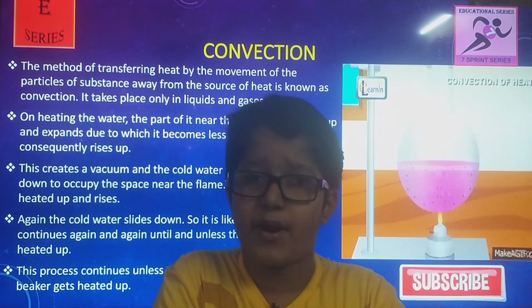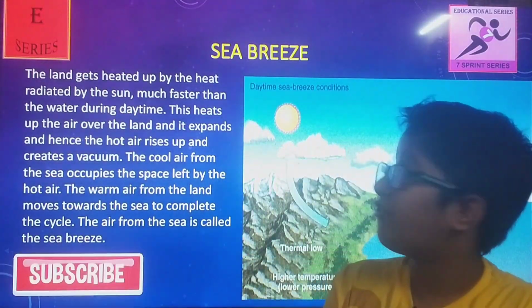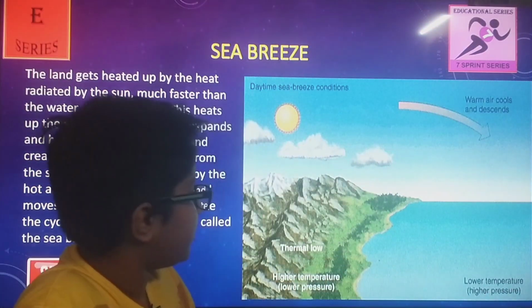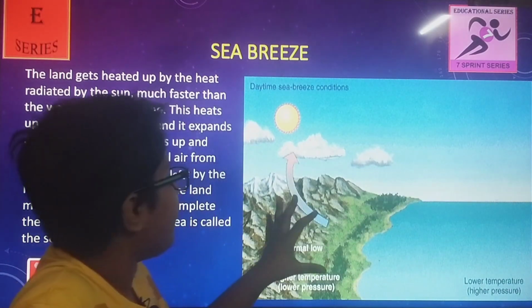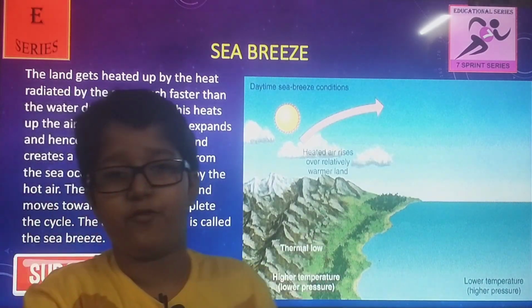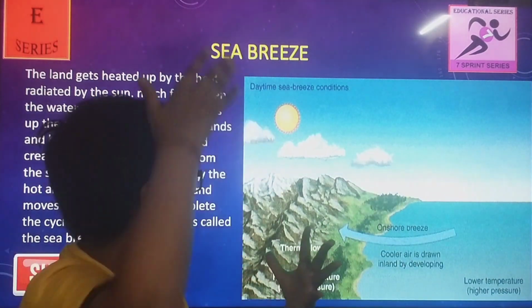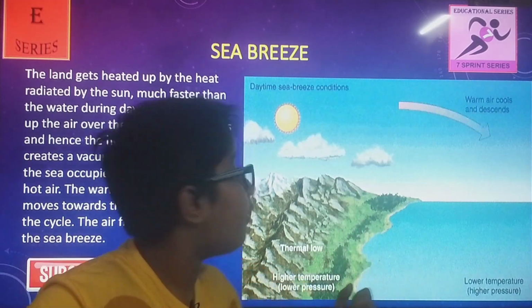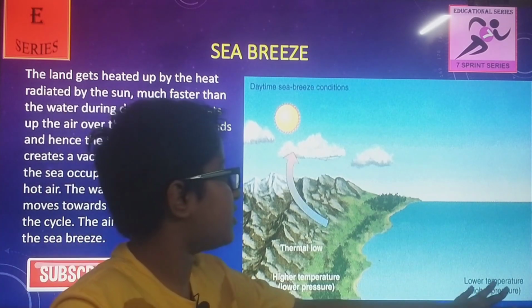Now let's see land breeze and sea breeze, which are a result of this amazing phenomenon, convection. So sea breeze. Now what happens in the day is that the land gets warmer, because water warms less quickly than the land. Land warms very quickly because land absorbs heat. So now the land gets heated by the sun.